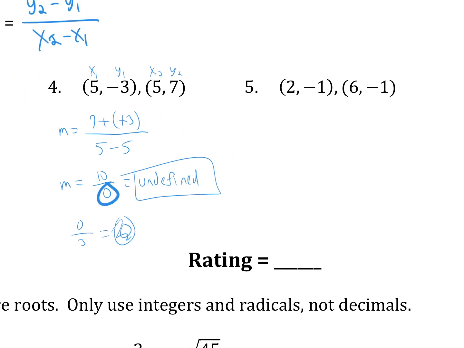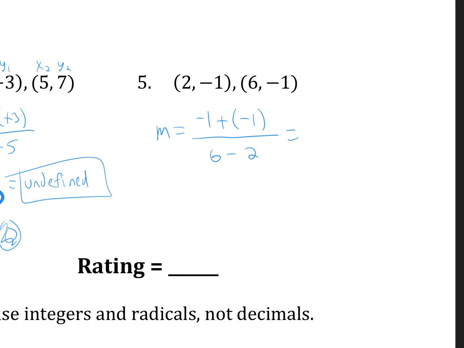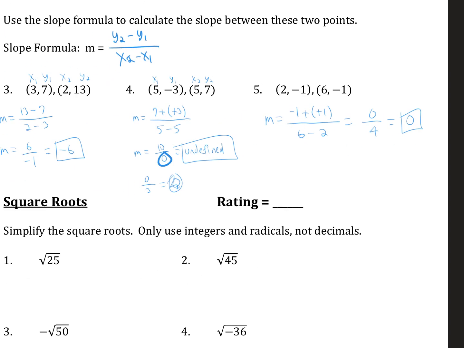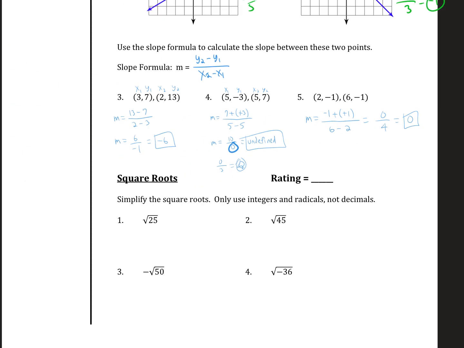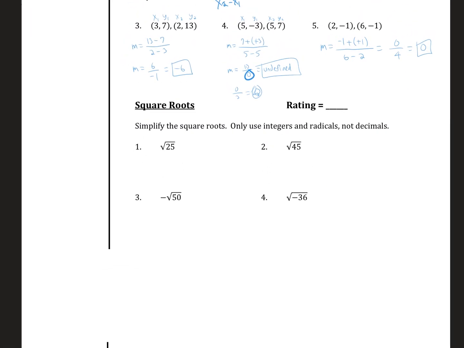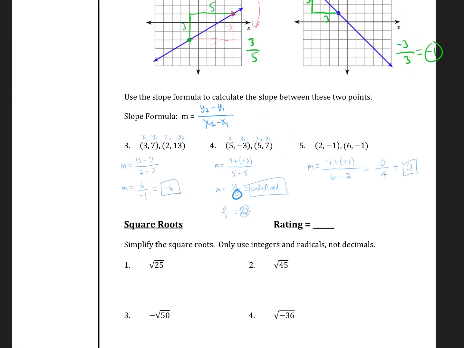All right, number 5, same thing. M equals y2 is negative 1 minus negative 1 over 6 minus 2. So if we do minus negative 1, we're going to do chop, chop. Negative 1 plus 1 is going to be positive 1. Actually, 0, my bad. 0 over 6 minus 2 is 4. And if we do 0 divided by 4, we're going to get 0. Okay? Very cool. All right, last couple things here. Make sure you guys give yourself a rating for slope.